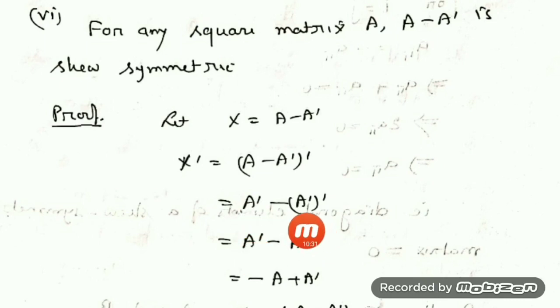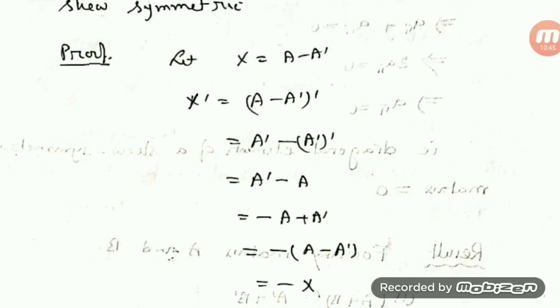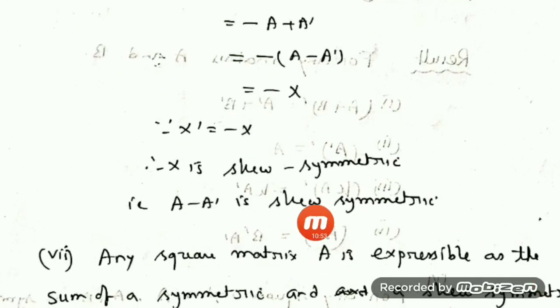(A transpose) whole transpose is A. I need A in the first position, so I just write it as minus A plus A transpose. Again, if I take the minus sign common, it becomes minus (A minus A transpose), and A minus A transpose is nothing but your X. So what we have got? X transpose equals minus X. What does it mean? That is nothing but the definition of a skew symmetric matrix. Therefore, X is skew symmetric, and X means A minus A transpose is skew symmetric.